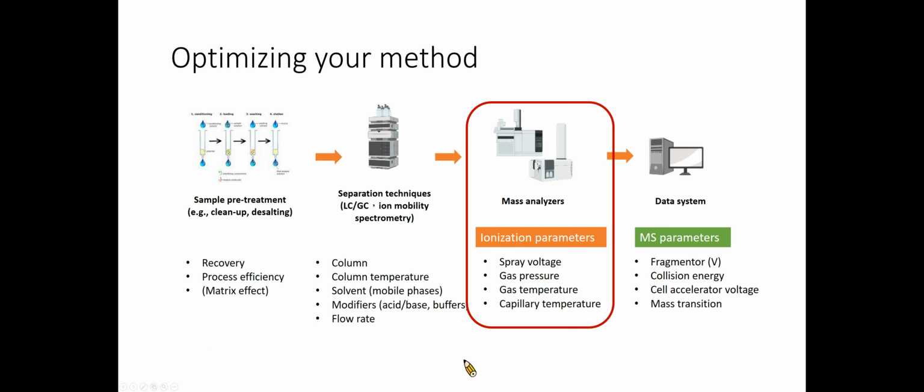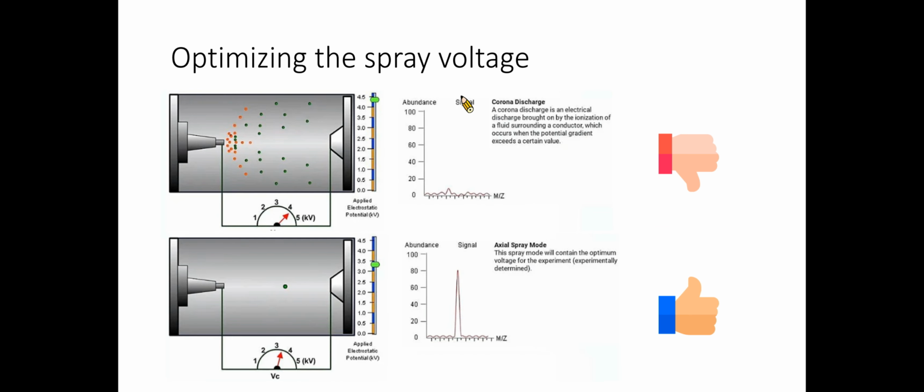Next, we can further optimize the ionization parameters. Take electrospray ionization LC-MS as an example. We can optimize the spray voltage, gas pressure, gas temperature, and the capillary temperature. Spray voltage would pose a huge impact on the overall ionization efficiency.